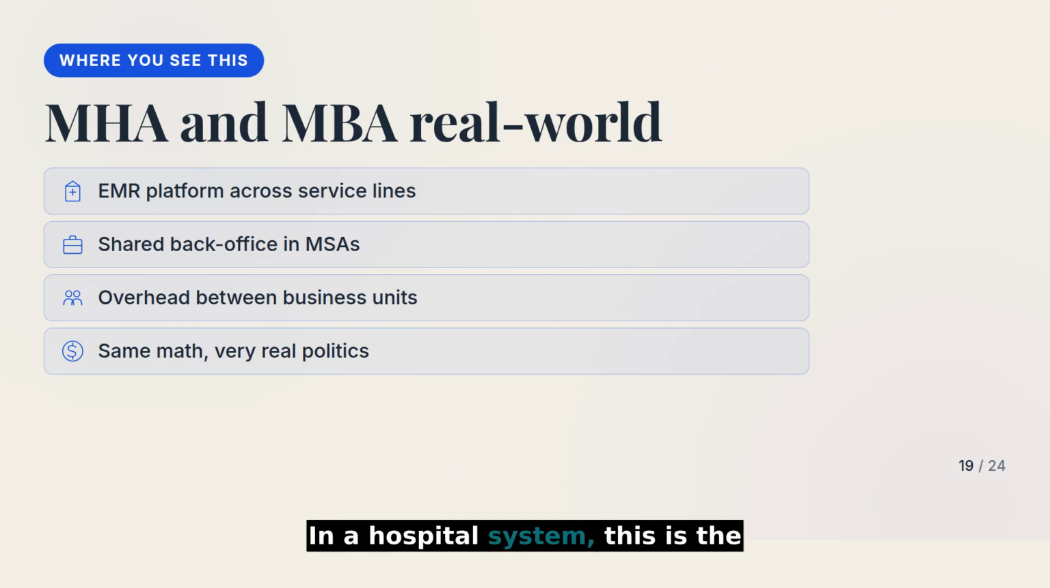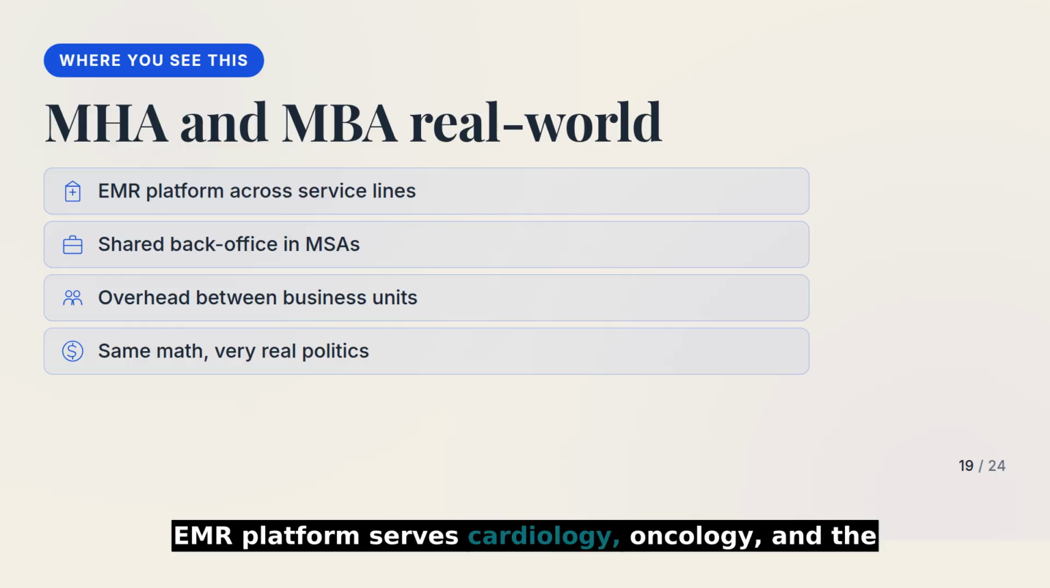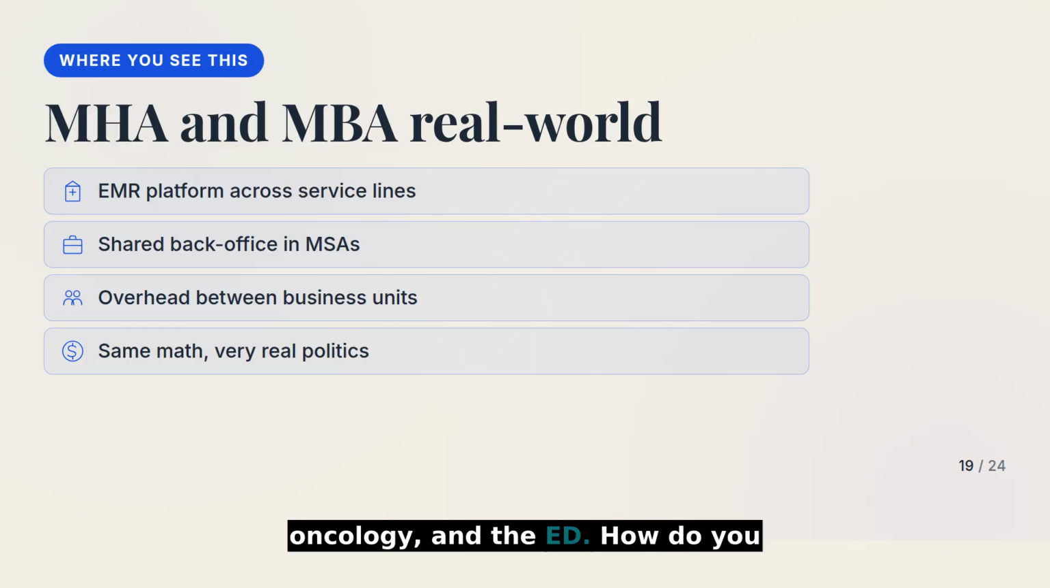In a hospital system, this is the IT chargeback debate. The EMR platform serves cardiology, oncology, and the ED. How do you split the platform cost? In a managed services agreement, this is the back office allocation. In an MBA case, this is shared overhead between two business units. The math is identical, the politics are not.